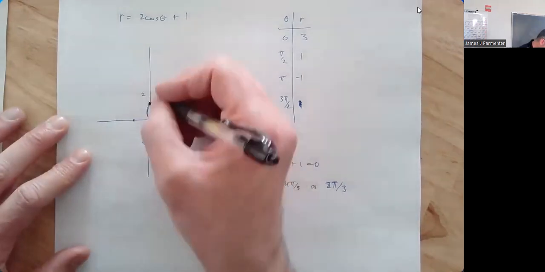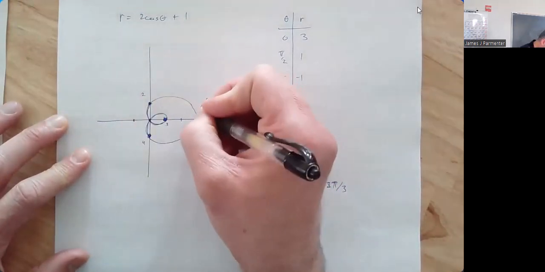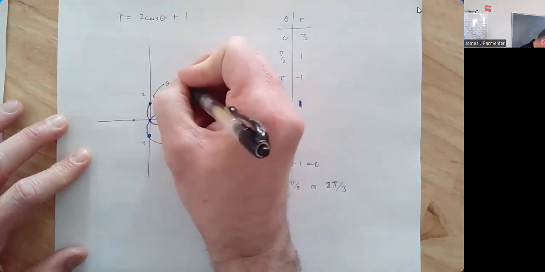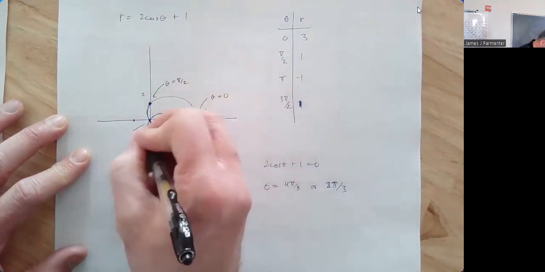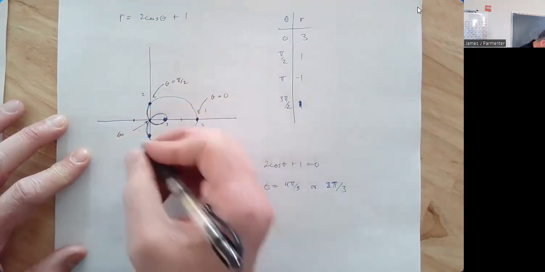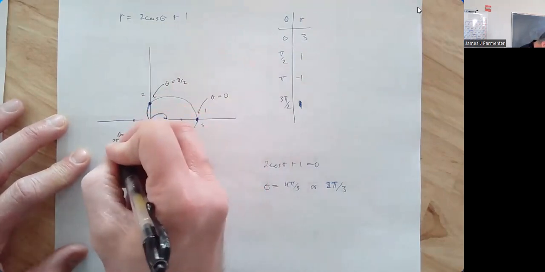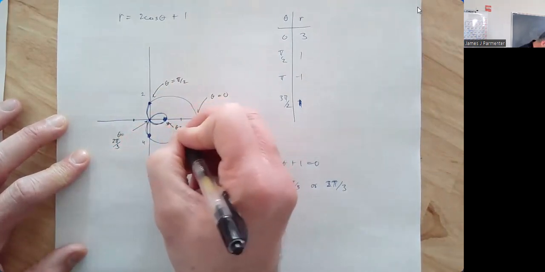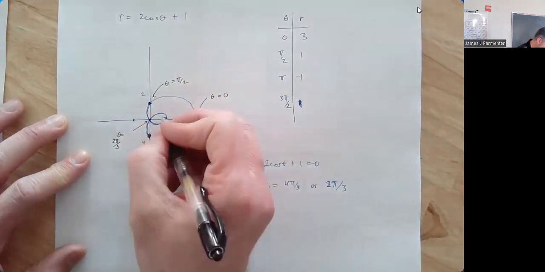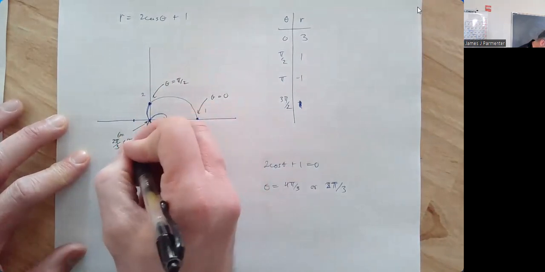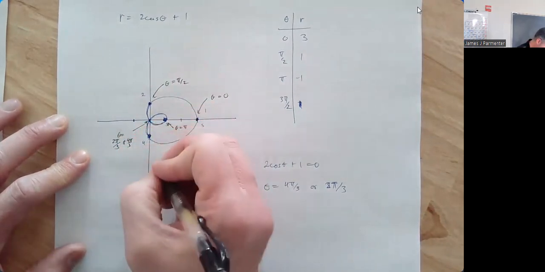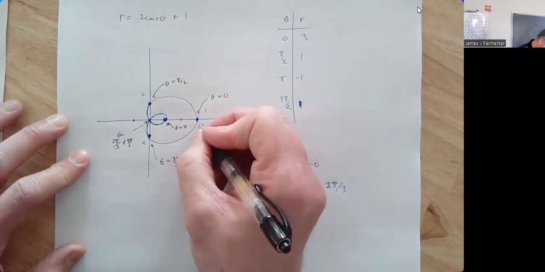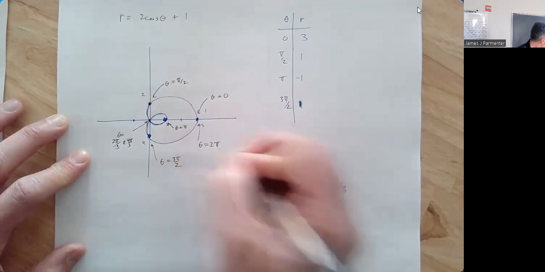Nope. So let me just label things here. So here's the angle theta equal to 0, theta equal to pi over 2, theta equal to 2 pi over 3, and then here's where theta is equal to pi. And then again, we're back here at 4 pi over 3. And then here we're at theta equal to 3 pi over 2. And then finally, here again, theta equal to 2 pi.